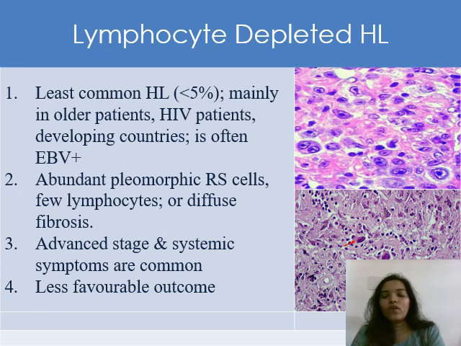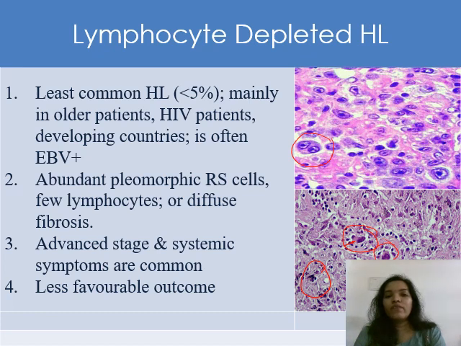Lymphocytic depleted Hodgkin's lymphoma is the least common Hodgkin's lymphoma among all, and it has a very bad prognosis. This is seen in older patients and also in immunocompromised patients, and it is often EBV positive. We see abundant pleomorphic RS cells, which are highly pleomorphic, with few lymphocytes or diffuse fibrosis. There will be only few lymphocytes, which again tells us it has a poor prognosis.